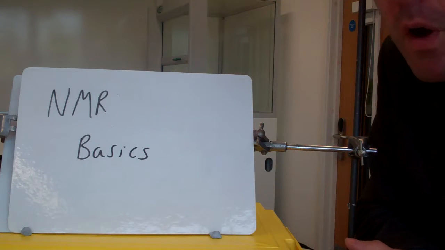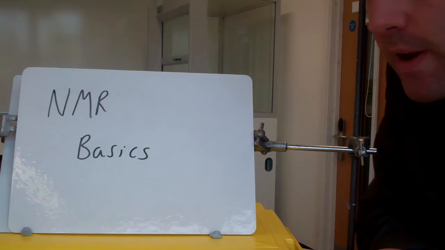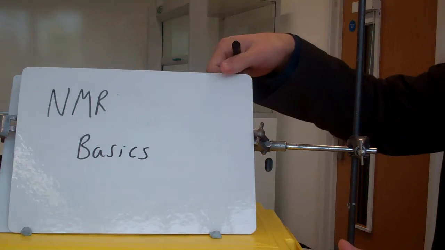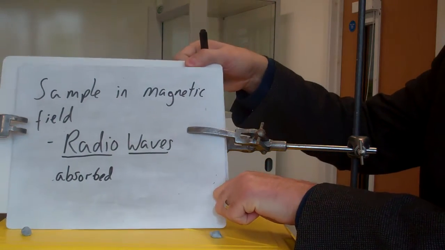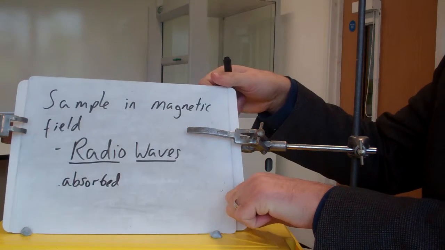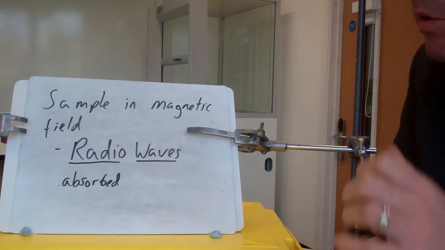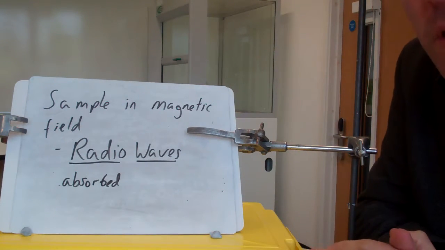Okay, so look at a few things that you need to know about NMR, a few NMR basics. So one thing you need to know about NMR is that your sample is being put in a magnetic field.